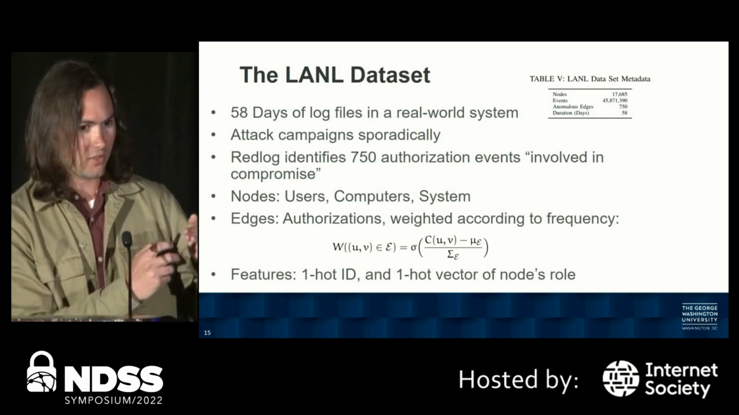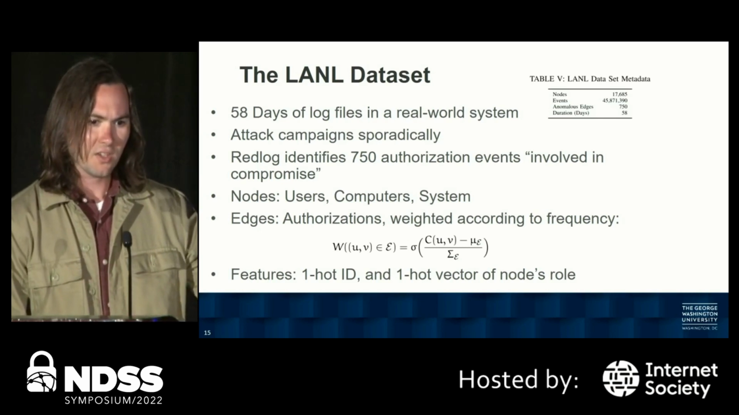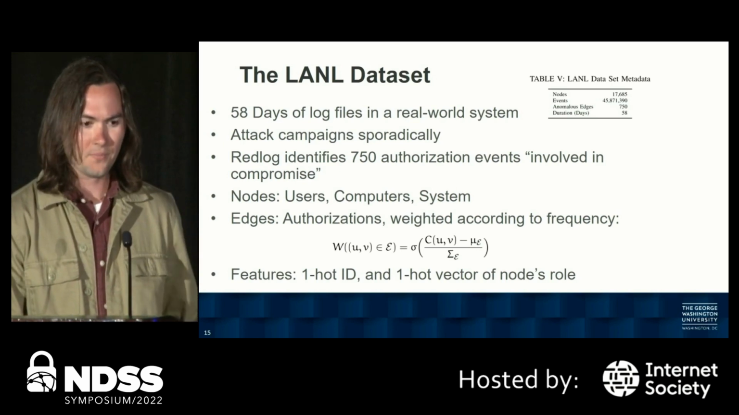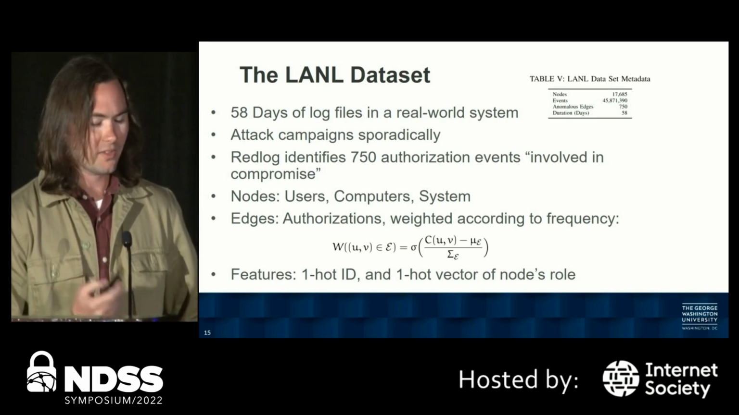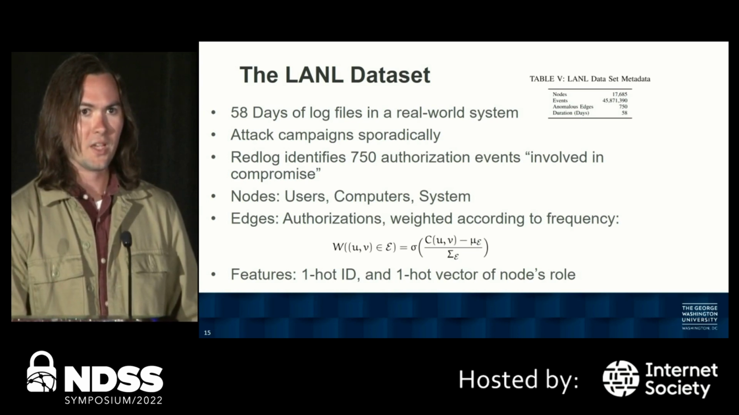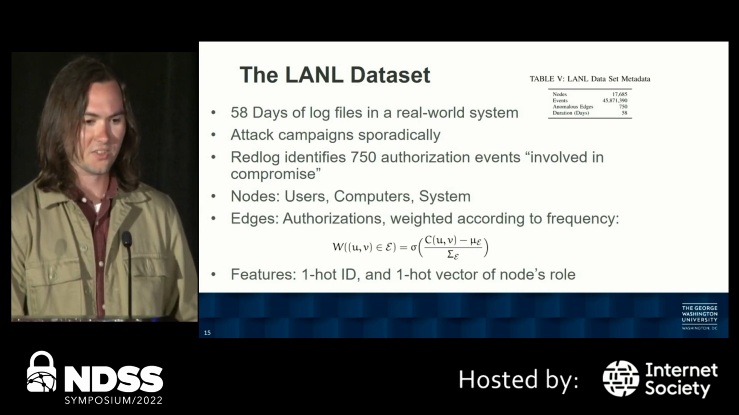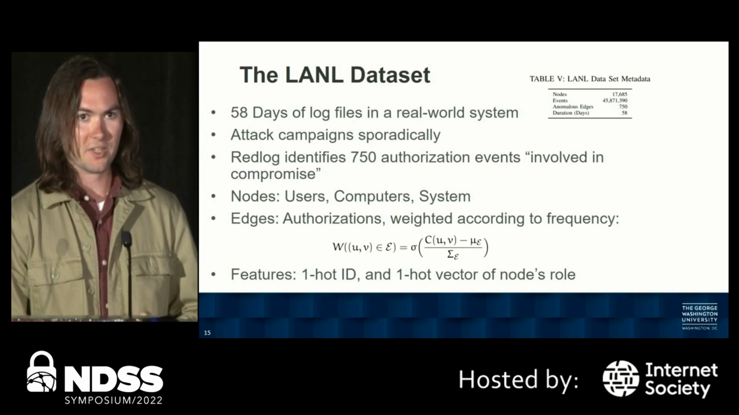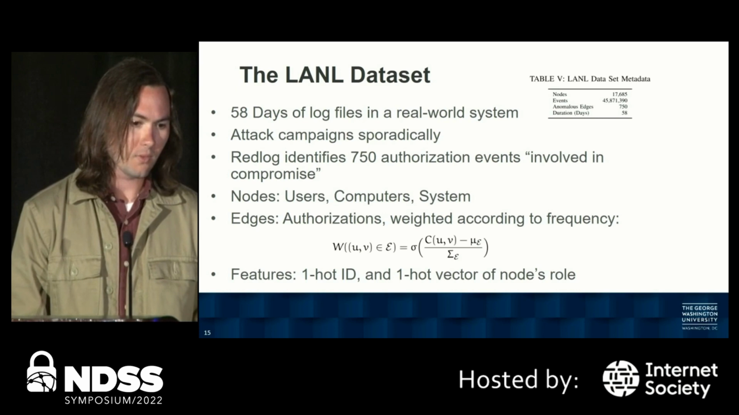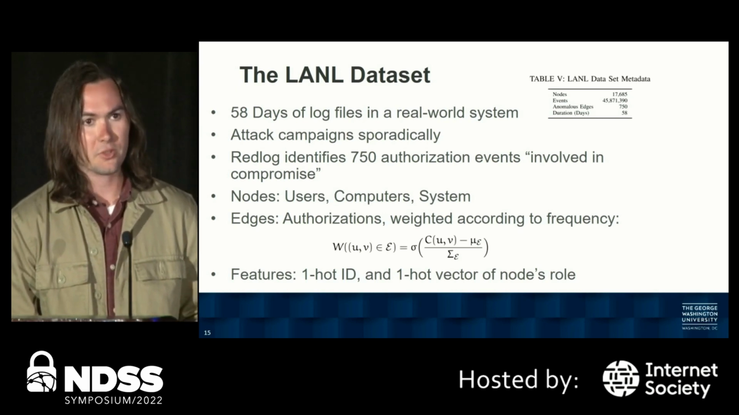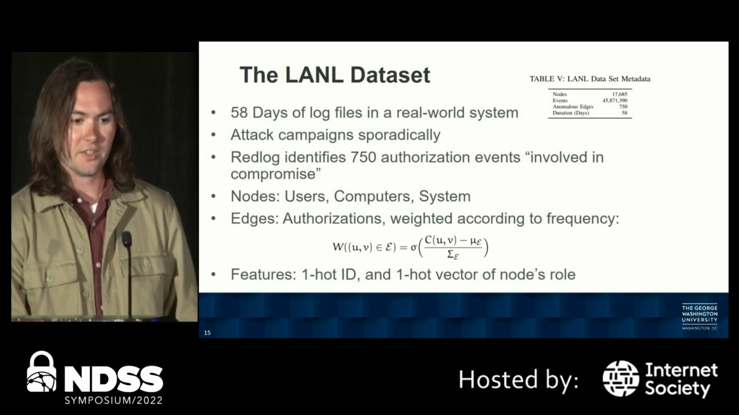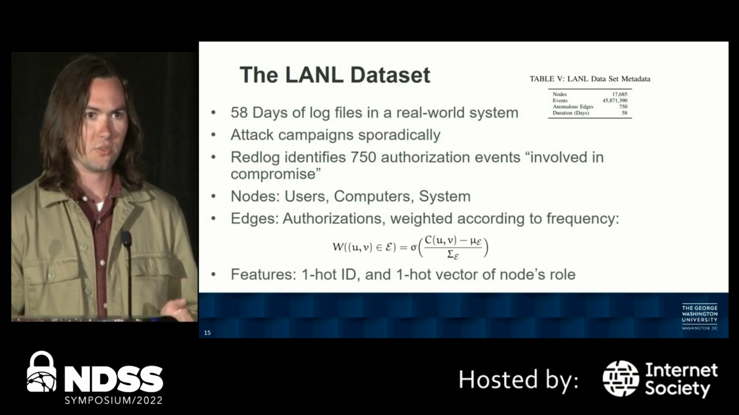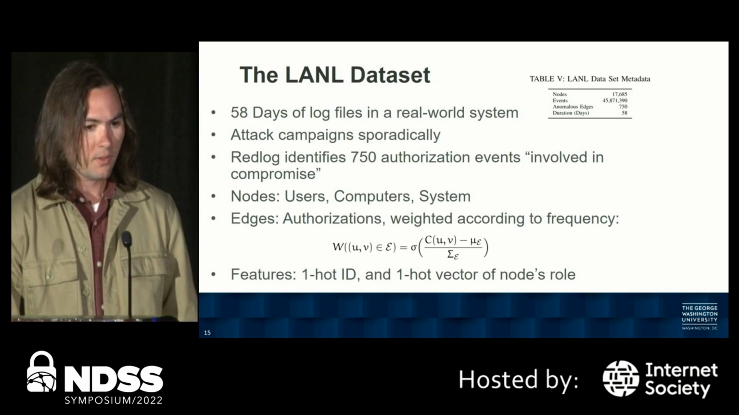The red log is really just a list of events in this, I think it's 45 billion line long file. And in just a little bit, we're going to see how having more informative red team logs is useful, not just for training these malware detectors, but I think also for evaluating them. The nodes were users, computers, and systems in the network, and edges are authorizations between those entities weighted according to their frequency in each time window.